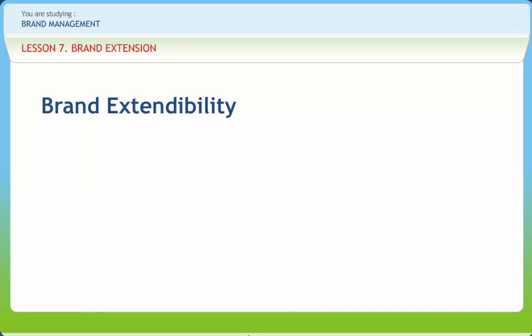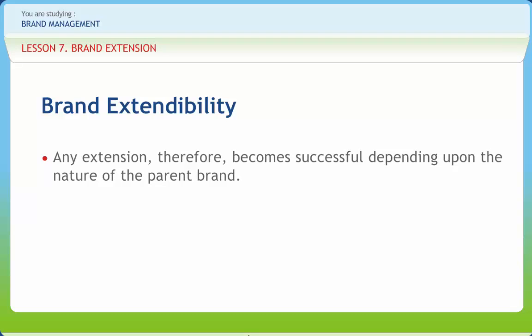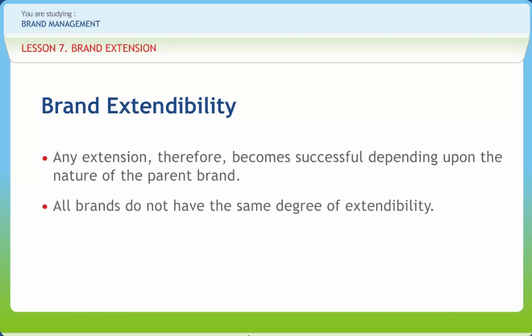The aim behind brand extension is to transfer a set of associations accompanying the parent brand to the extended brand. Any extension, therefore, becomes successful depending upon the nature of the parent brand. All brands do not have the same degree of extendability. A brand's extendability depends on its character. There are five types of brands. These are product brand, formula brand, know-how brand, interest brand, and philosophy brand.